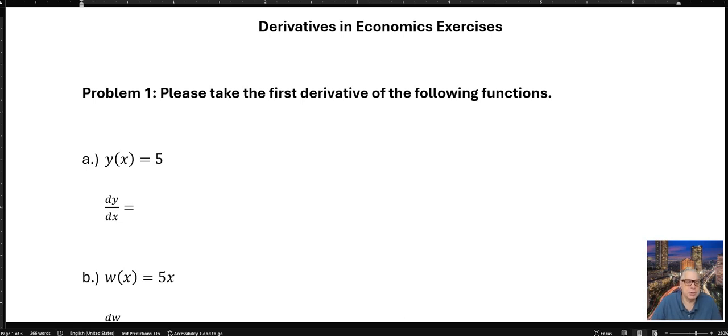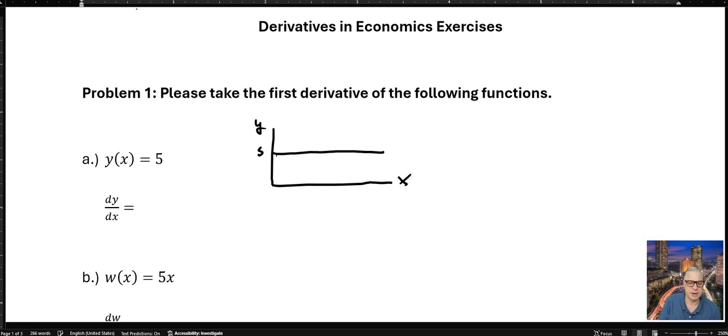Alright, let's do another problem set on derivatives. And here in the first part, in problem 1, let's just review again how you actually do take derivatives. So here we have a function y as a function of x equals 5. So if we draw that, this would simply be a function where we have here x and here y, but the function is always 5, so it's a horizontal line.